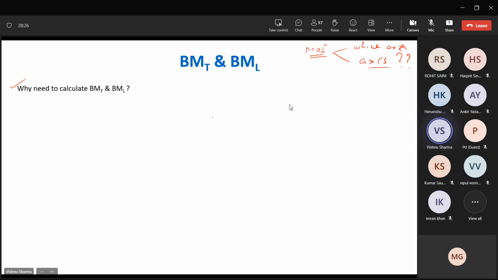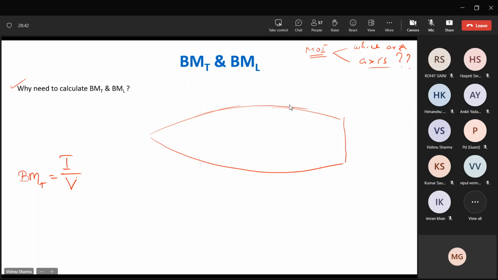BMT. Let us say this is the shape of the water plane of the vessel. What I'm drawing is the water plane of the ship. Okay. The formula for BMT is I upon V. Formula for BML is also I upon V. But I said I itself is an absurd statement. It is a meaningless statement. I of which area? Moment of inertia of which area? Moment of inertia of water plane area.